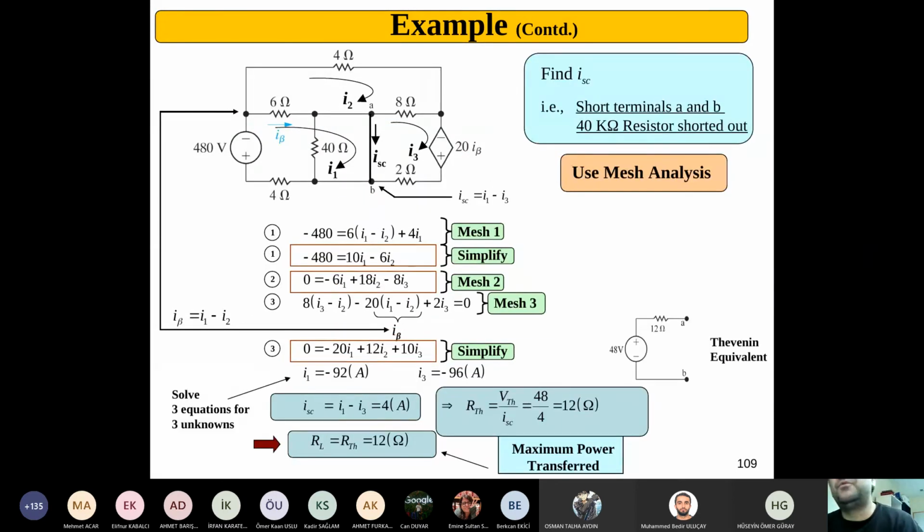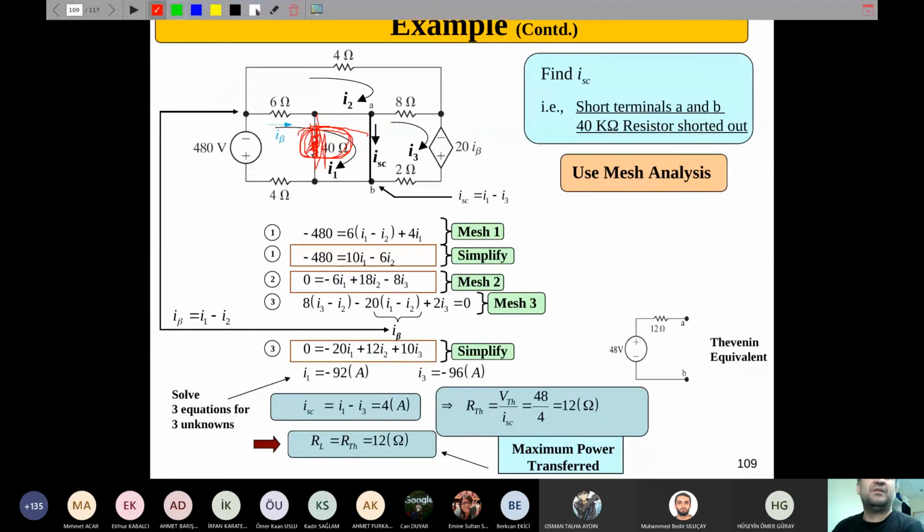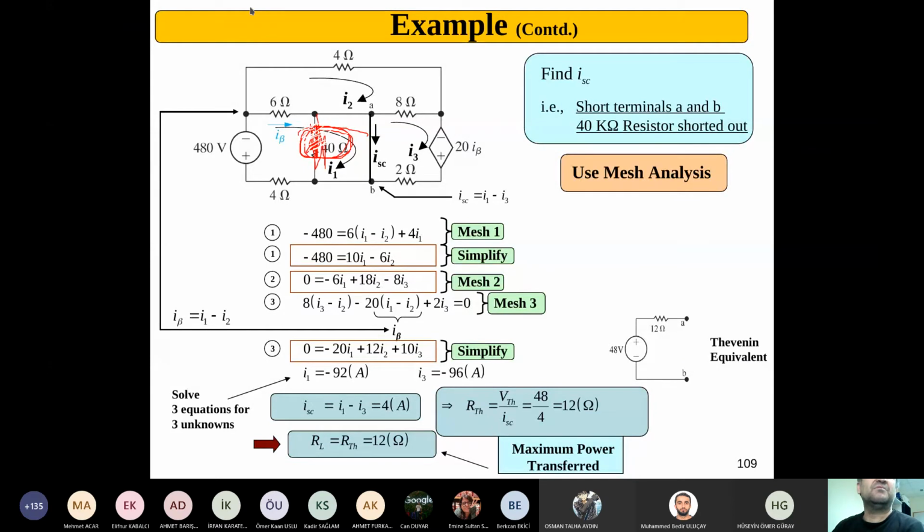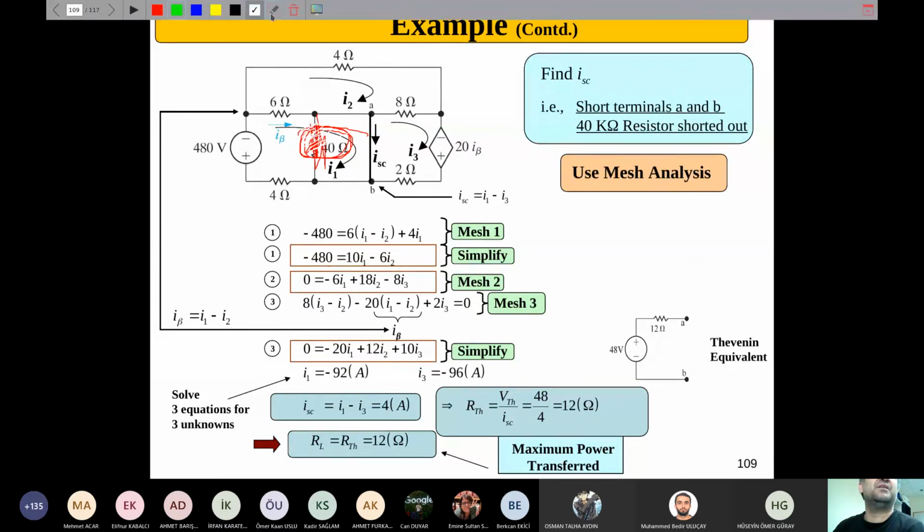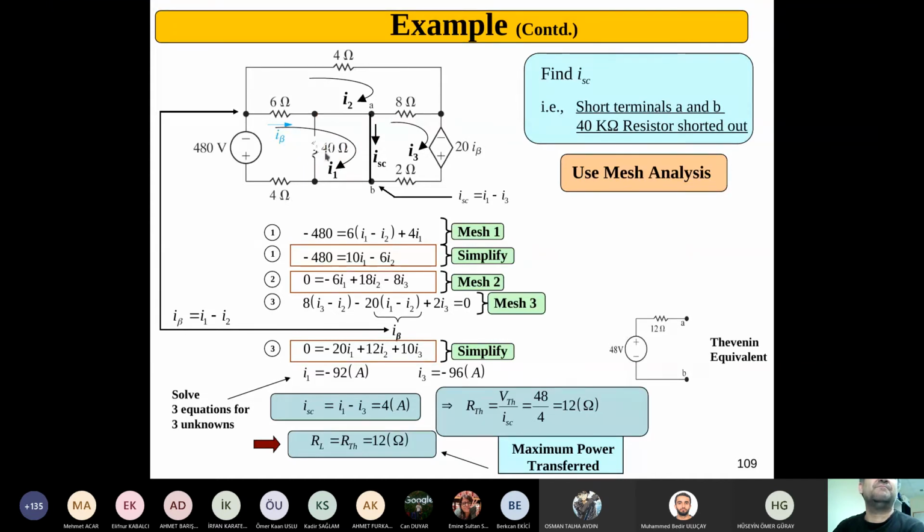To find the equivalent Thevenin resistance, you can just short circuit those two terminals. When you short circuit that terminal, beware that we don't need that 40 ohm resistance anymore. Since these two terminals are shorted, we can easily neglect that. Let me make it like this. Can I make that pen a little bit bigger? Anyway, let me use that. Just ignore this value now.